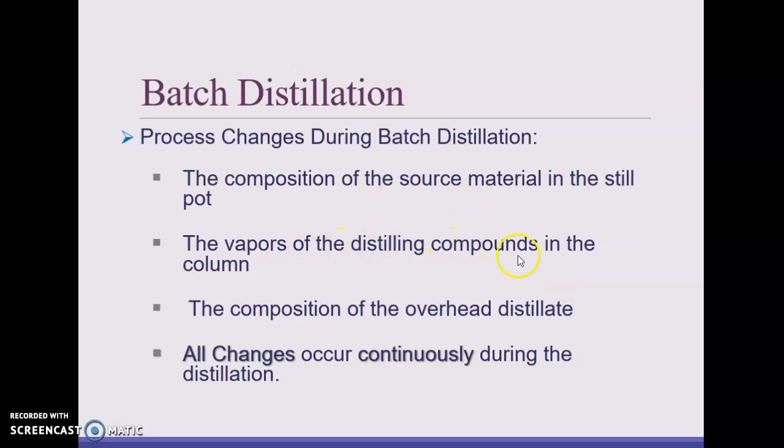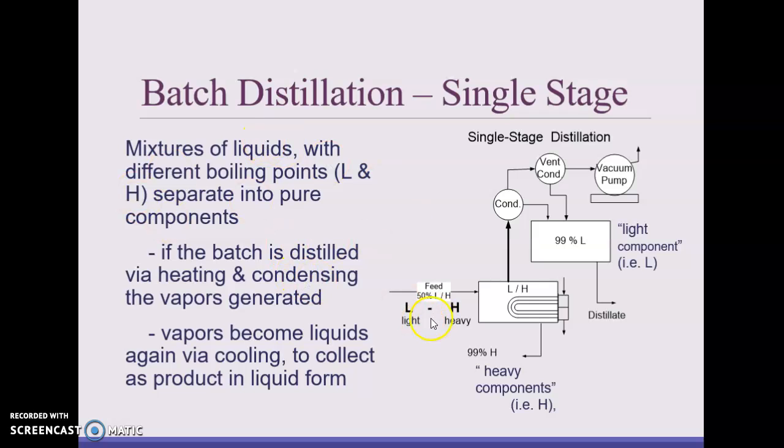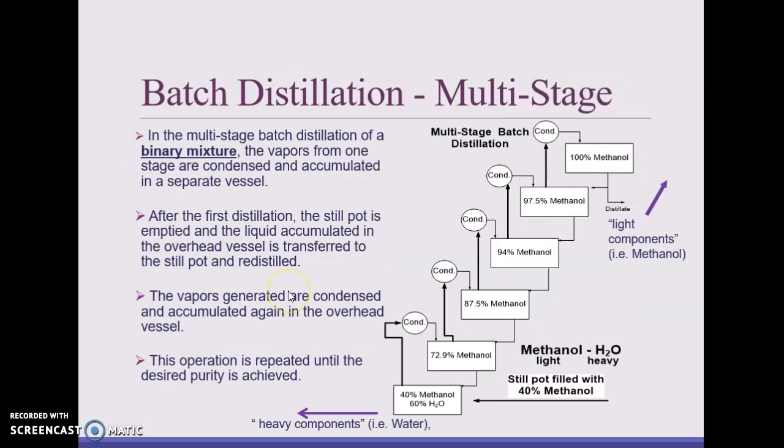The vapors are constantly changing because the composition in the pot and the overhead distillate change continuously in batch distillation. The reason is, again, no replenishment of the feed material. If you look here, this is what we talked about. We just load this kettle full of material and then boil it off, and the low boilers, the light composition, come off here, and the heavies stay down here. That's generally how it's done.